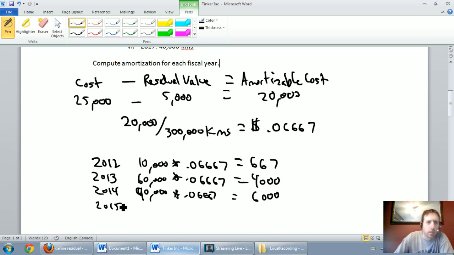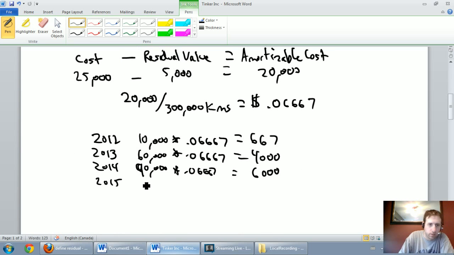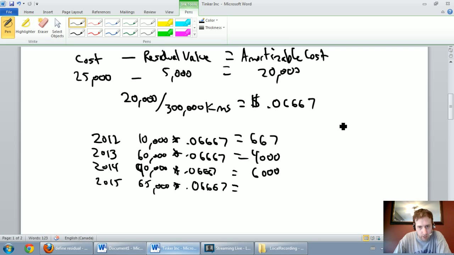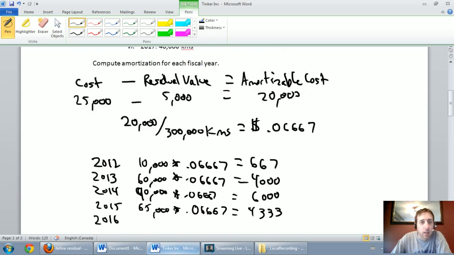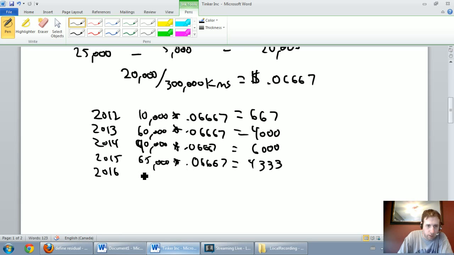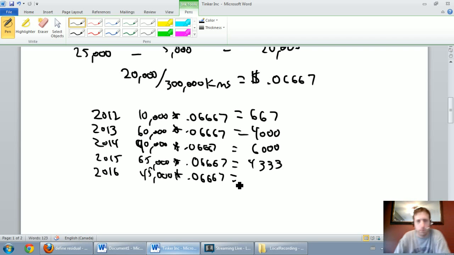2015, we drove 65,000 kilometers. And so we'll take 65,000 times 0.06667 and that is 4,333. We're almost there. 2016, we drove 45,000 kilometers. 45,000 times 0.06667 is, I got to recalculate that. I think I messed it up. 45,000 times 0.06667. Oh no, it is an even number. I was worried when I got an even number, it's 3,000 even.